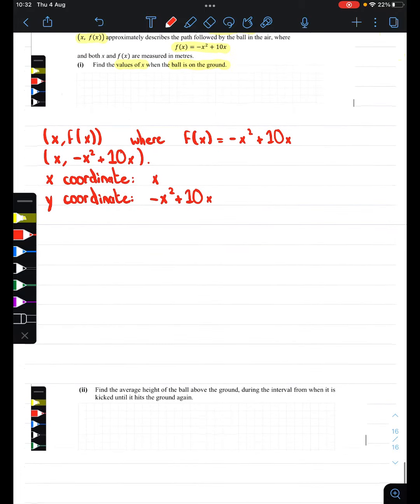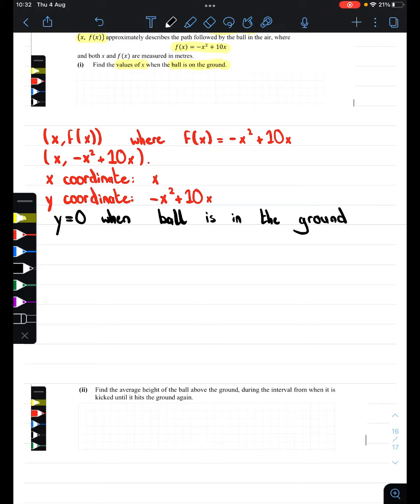Okay, so we want to find the values of x when the ball is on the ground. Okay, so what do we know about when the ball is on the ground? When the ball is on the ground, the y coordinate is 0. So y equals 0 when the ball is on the ground. Okay, well, if the y coordinate is 0 and the y coordinate is minus x squared plus 10x, then we have that we're looking for x such that minus x squared plus 10x is 0.